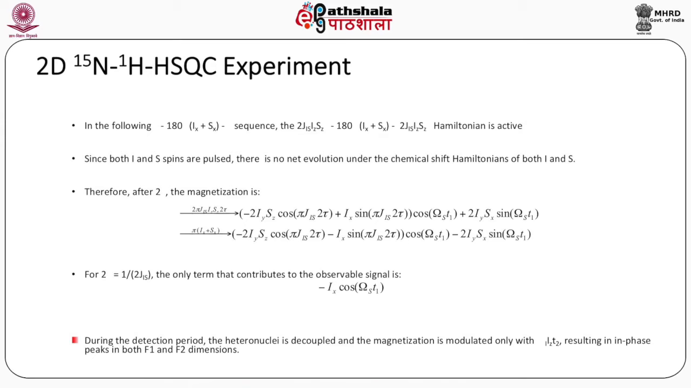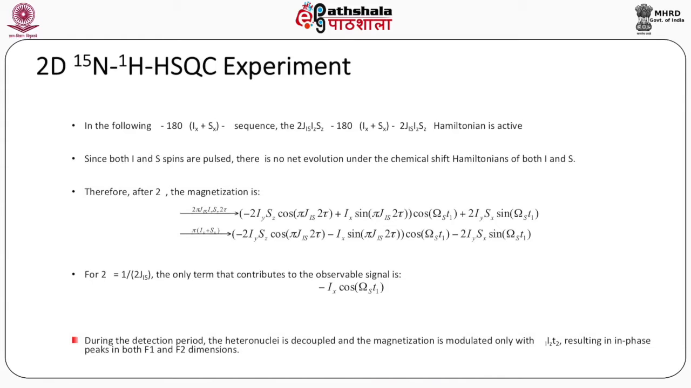Since both I and S spins are pulsed, there is no net evolution under the chemical shift Hamiltonians of both I and S. Therefore, after 2 tau, the magnetization is given by the following expression, such that finally we have minus 2 Iy Sz cos pi Jis 2 tau minus Ix sin pi Jis 2 tau. Both of them are multiplied by cos omega S T1 minus 2 Iy Sx sin omega S T1.